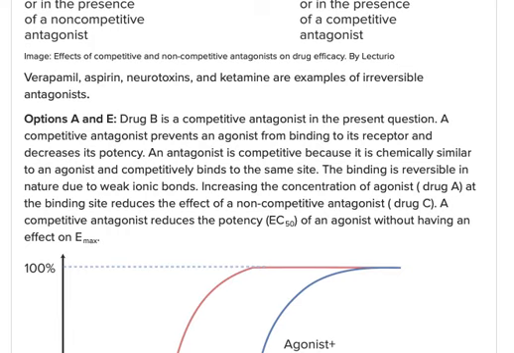Increasing the concentration of agonist at the binding site reduces the effect of a competitive antagonist. A competitive antagonist reduces the potency of an agonist without having an effect on Emax.